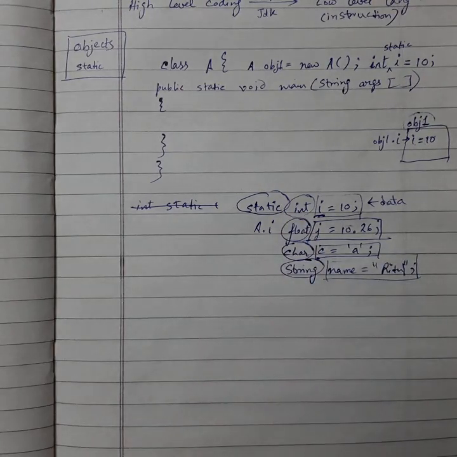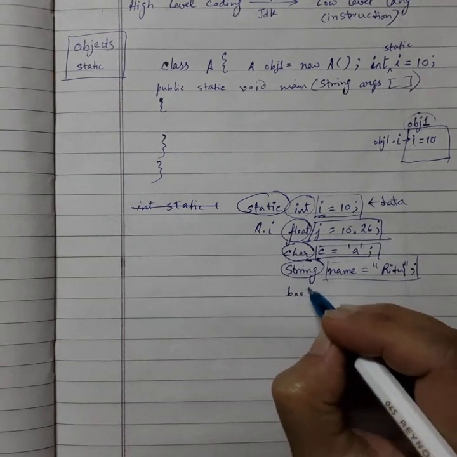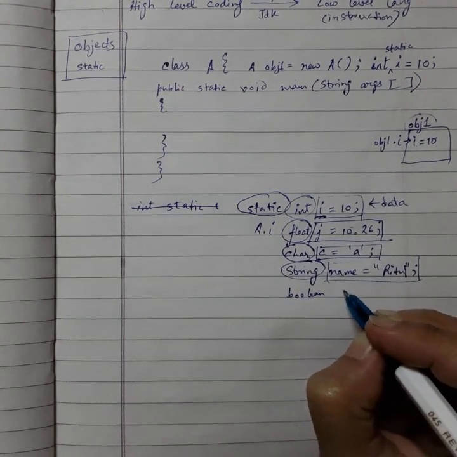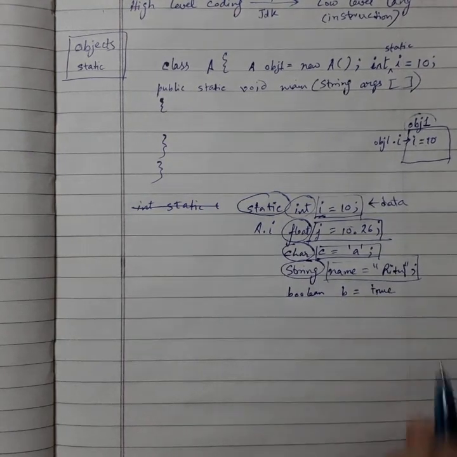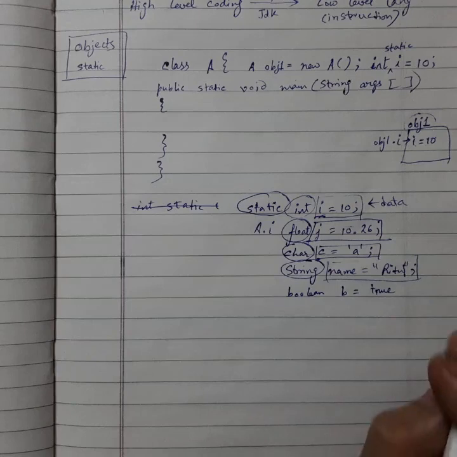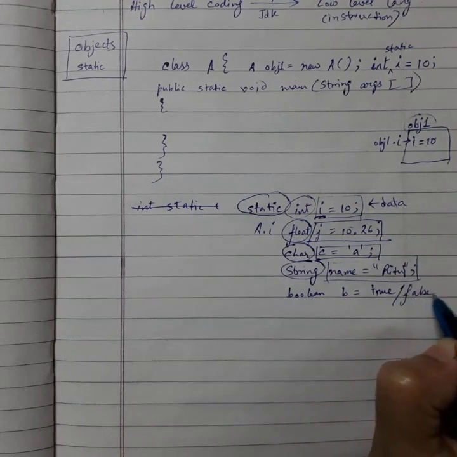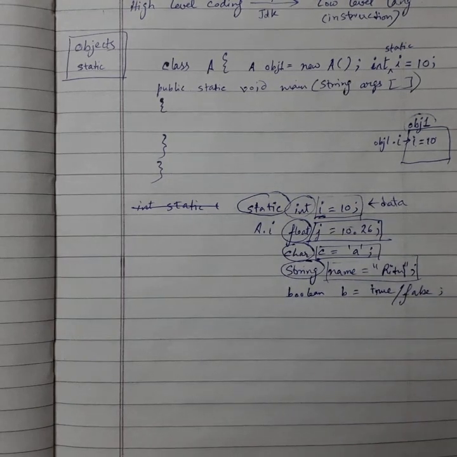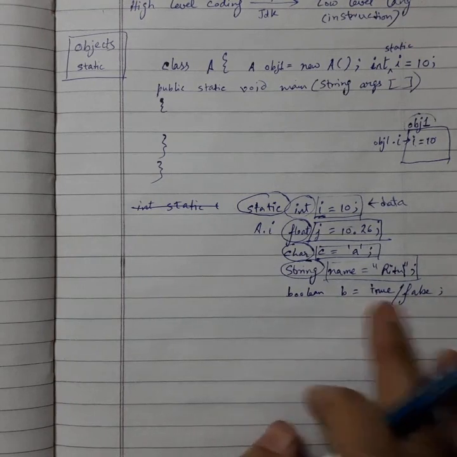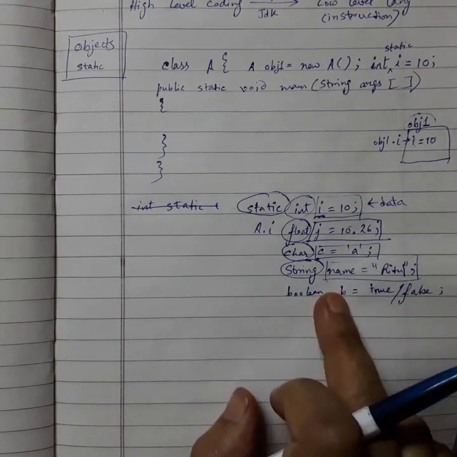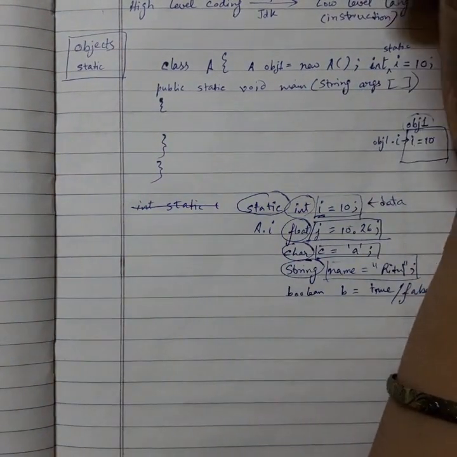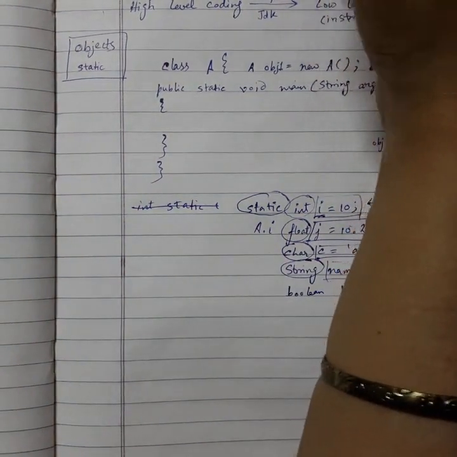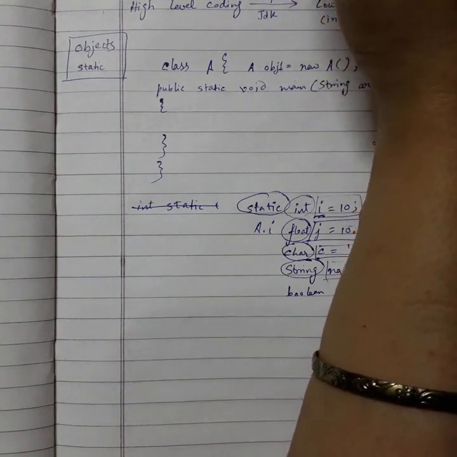There are other data types, boolean, which can only take true or false. I mean either of the two for one variable. So here void is the return type.